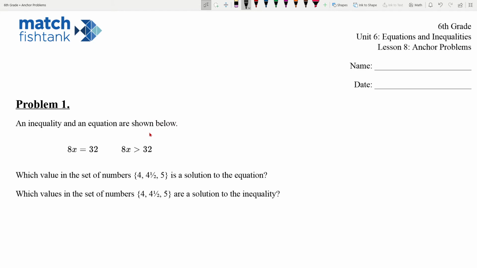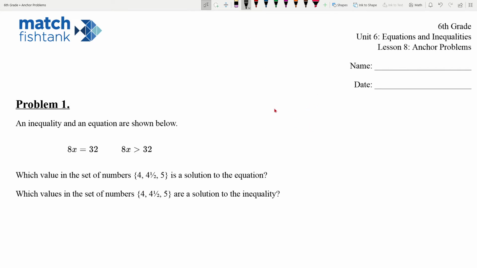In problem 1, an inequality and an equation are shown below. 8x equals 32. 8x is greater than 32. Which value in the set of numbers 4, 4.5, or 5 is a solution to the equation? All right, let's just start there.